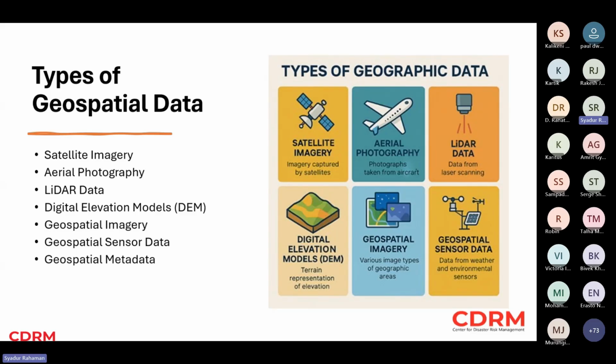Also, we collect data from the digital elevation model, that is the terrain representation, showing how the elevation rises or lowers. And for geospatial imagery, there are different formats. We collect data from different sensors in different ways. So these are mostly the different types of geographic data we are working on.